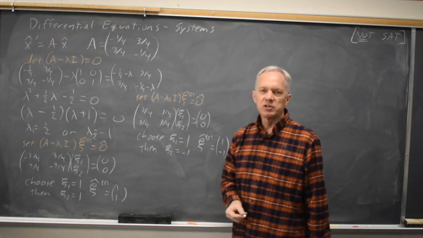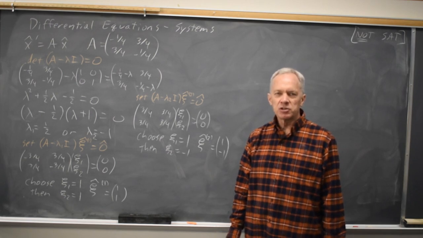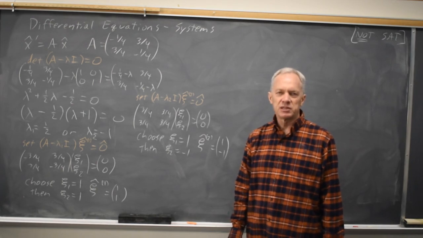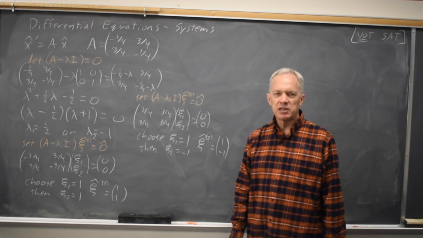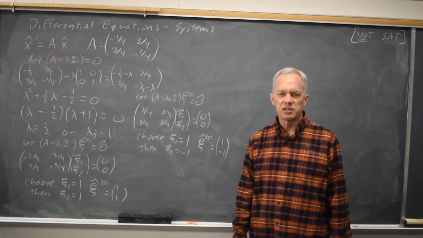In some fields, by convention, all eigenvectors have magnitude 1, so you'll divide this by the square root of the sum of the squares of the components, so that would be 1 over root 2, negative 1 over root 2. But in most applications, we don't have that constraint, and it's easier to work with 1 and negative 1. The arithmetic is simpler, it's easier to visualize.